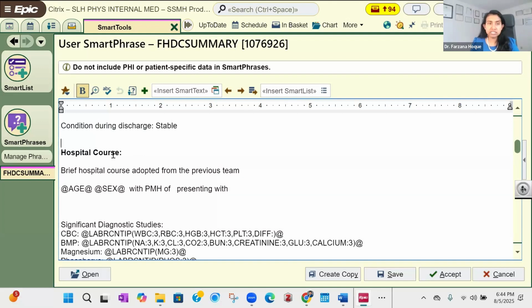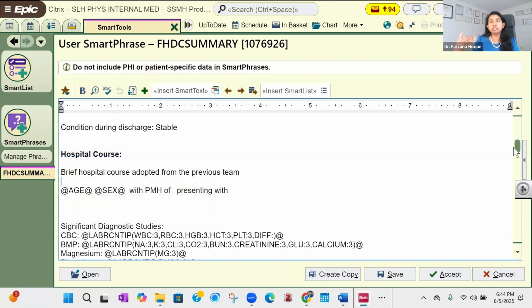And one of the important elements of the discharge summary is the hospital course. Here I always mention, because we often review the previous note, previous history and physical, previous progress note, remind yourself that if you are collecting any information from other people's notes, it is always ethical and highly advisable to mention that you collected some information from them. Not all the information was collected by you.